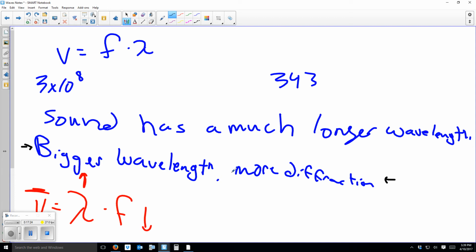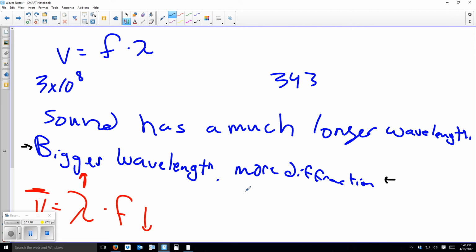Another thing you can do to affect the amount of diffraction you get is make a smaller opening, or what we call an aperture. By doing that, you can get more diffraction. The smaller the opening, the more diffraction, and the better chance at diffraction you have.